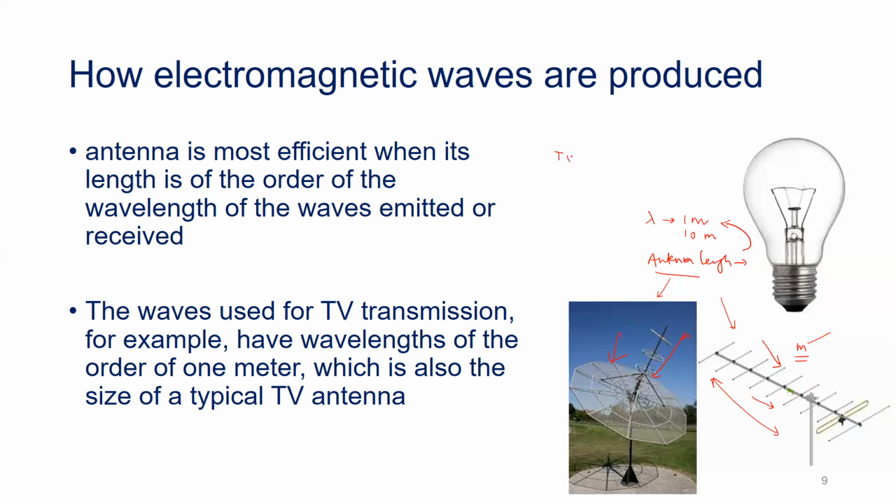So for TV transmission, the waves that are used have a wavelength lambda of approximately 1 meter. So the television antenna, which is shown over here, also has a length of 1 meter. Okay, so that's why there is efficient transmission and reception.